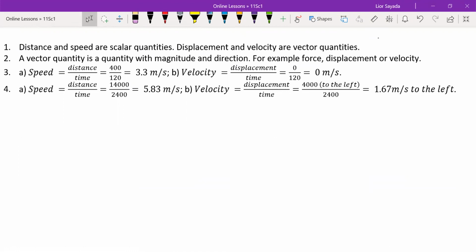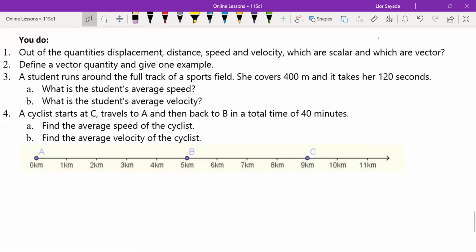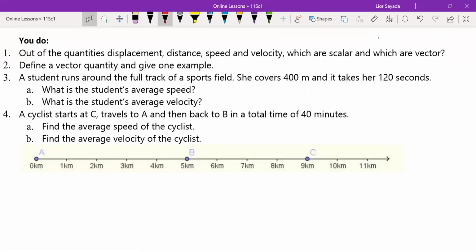I would just like to explain questions 3 and 4 in a little bit more detail for those who got it wrong. So if you got any part of question 3 and 4 wrong, please continue watching the video.